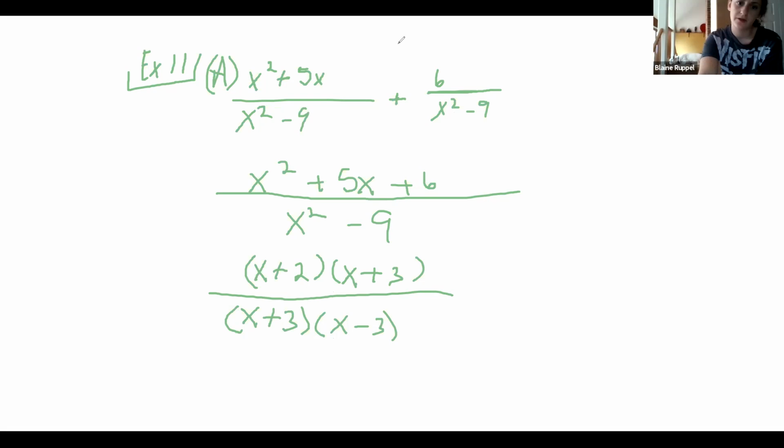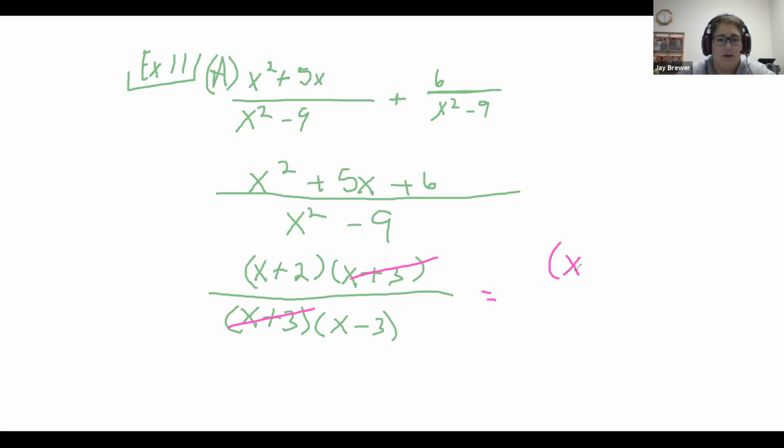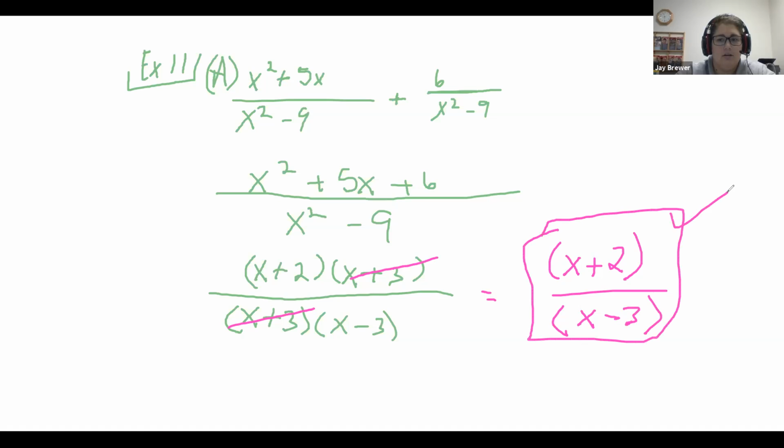The x plus 3 cancels out. Excellent. Okay, x plus 3 cancels out. So we're left with just an overall answer of x plus 2 over x minus 3. Now, if you don't go through and do that cancellation, guess what? Pearson says you screwed up. You didn't get the answer right. You didn't get a half right. You're just done.